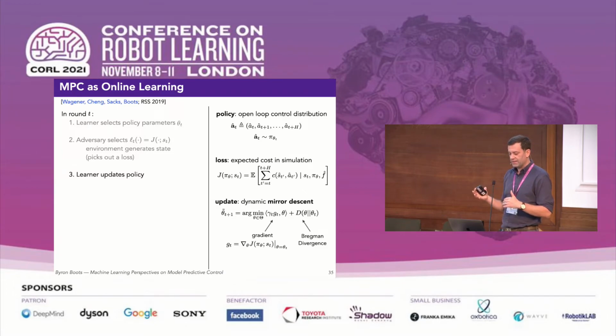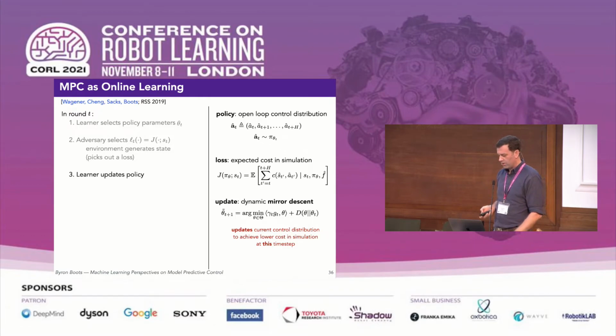It then minimizes this surrogate objective, right? This upper bound that it built. So maybe a little bit more intuitively, essentially what this is saying is we're doing something like gradient descent, where the gradient basically just tells us what direction to take to update the parameters so we'll perform better. And the Bregman divergence just keeps me close to the previous solution. That's basically what's going on here. Okay, so the result is an updated control distribution which performs better in the simulator for the current state ST.